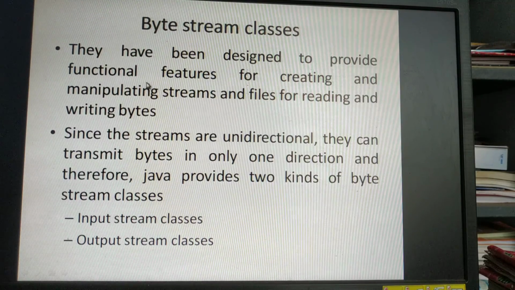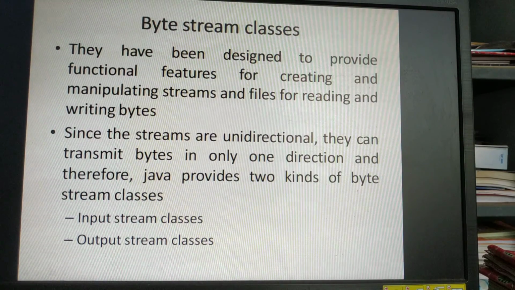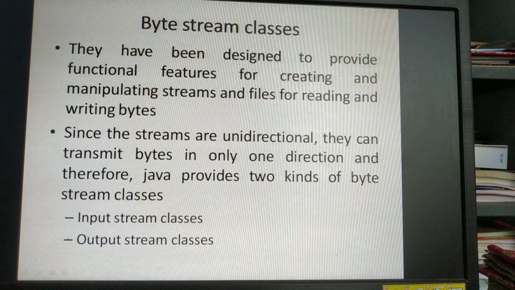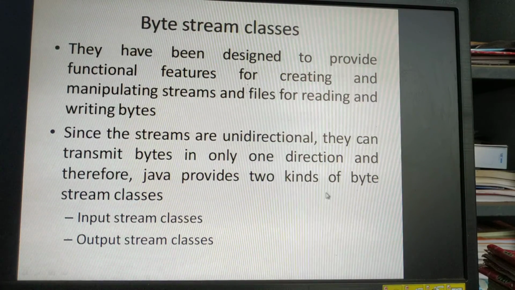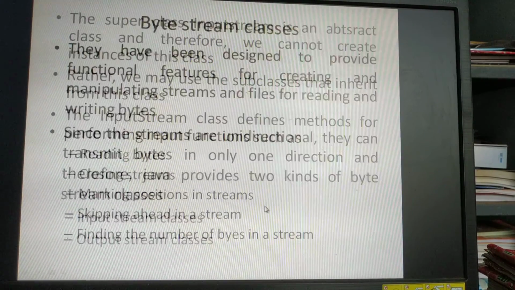Byte stream classes have been designed to provide the functional features for creating and manipulating the streams and the files for reading and writing bytes. Since the streams are unidirectional, they can transmit bytes only in one direction, and therefore Java provides two kinds of byte stream classes: input stream classes as well as output stream classes.